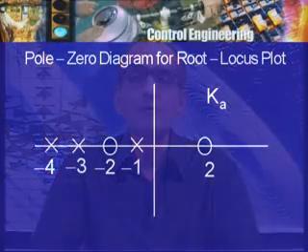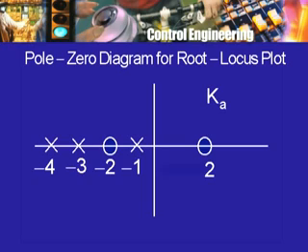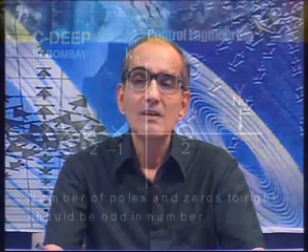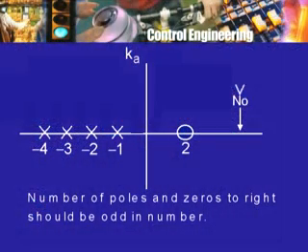For example, consider this position here, which is to the right of all the poles and zeros on the real axis. This point here, will it belong to the root locus or not? Well, look towards its right. Are there any poles and zeros towards its right? No. So the number of poles and zeros towards its right is 0, and as you know, 0 is regarded as an even number. Therefore it is not an odd number. Therefore this point does not belong to the root locus.